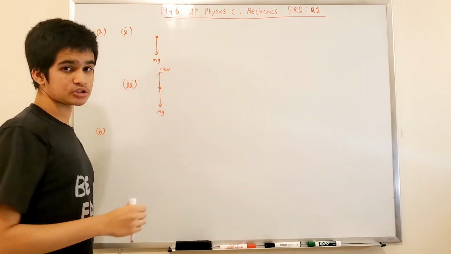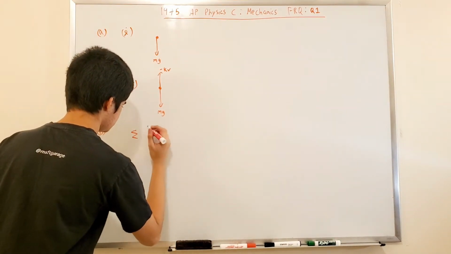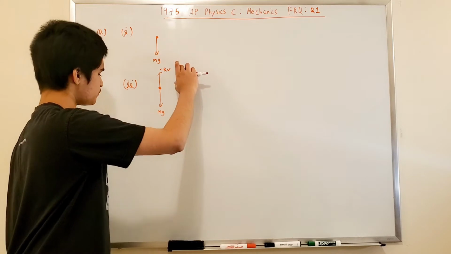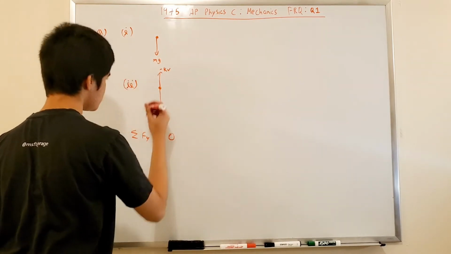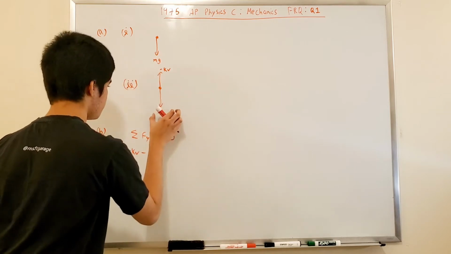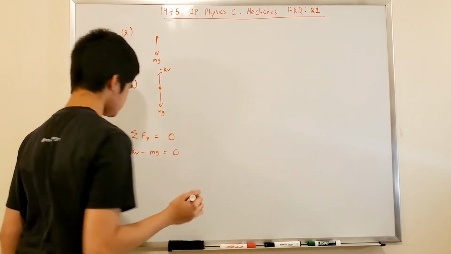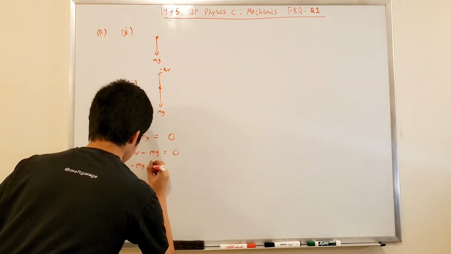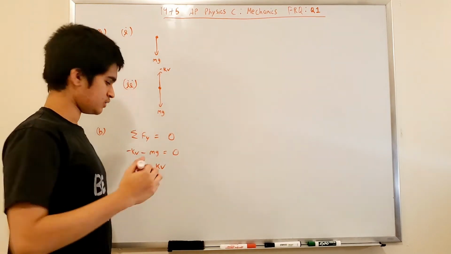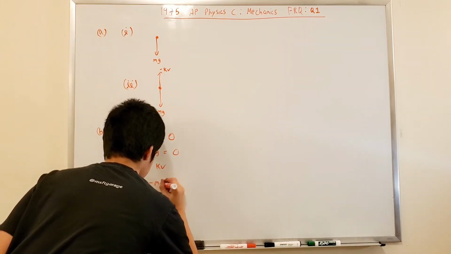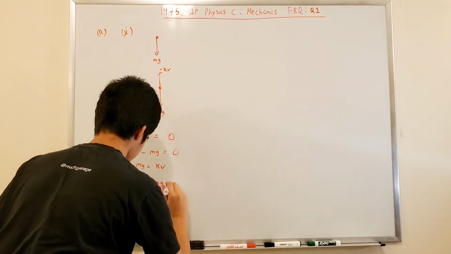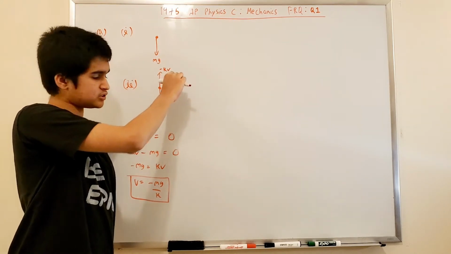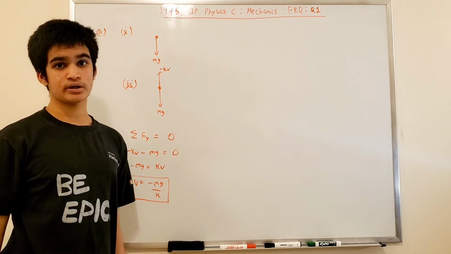Taking upward as the positive direction, we know that sigma Fy is going to be 0. Since our upward direction is going to be positive, we get minus kV minus mg is equal to 0. And we can then solve for v. We get minus mg is equal to kv, and v is going to be equal to negative mg over k. And again, v is negative because our sphere has a velocity in the downward direction.